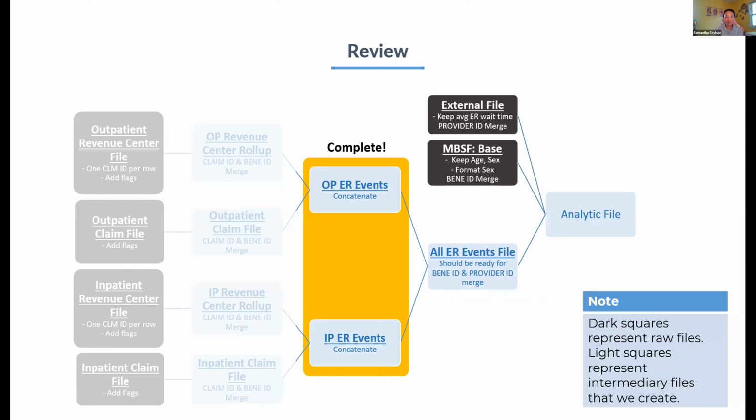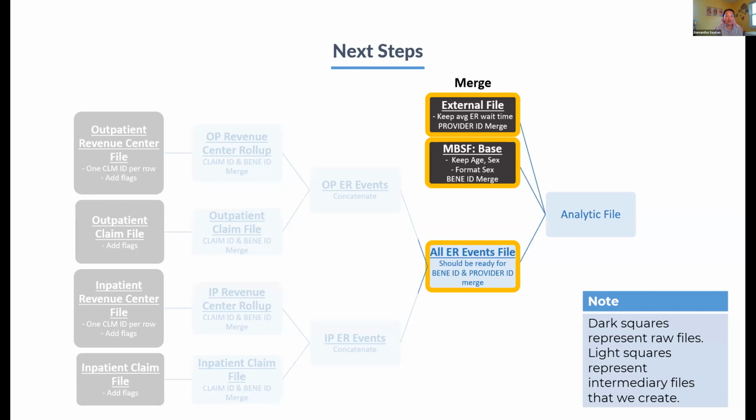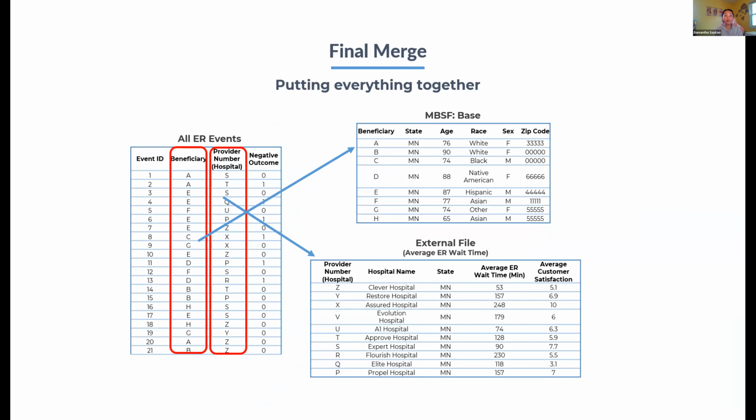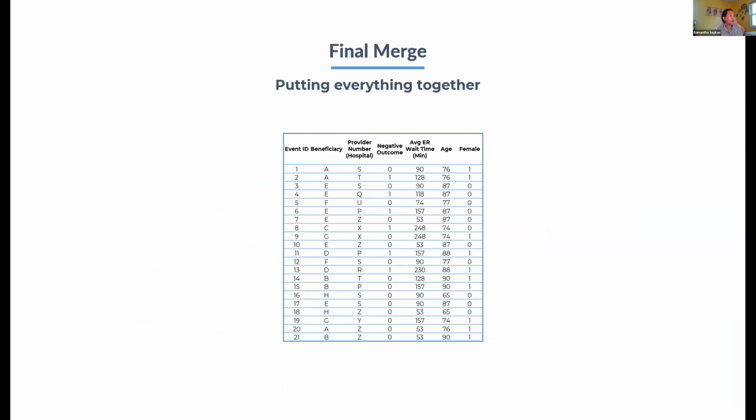All right, so we went ahead, stacked it, good to go. And now we can do the final step of merging our all ER events file, our MBSF base file, and our external file. So here I'm just showing you how we link it. To link to the MBSF base, we're going to use the beneficiary ID. And then to link to the external file, we're going to use the provider number. And then you get this table here.